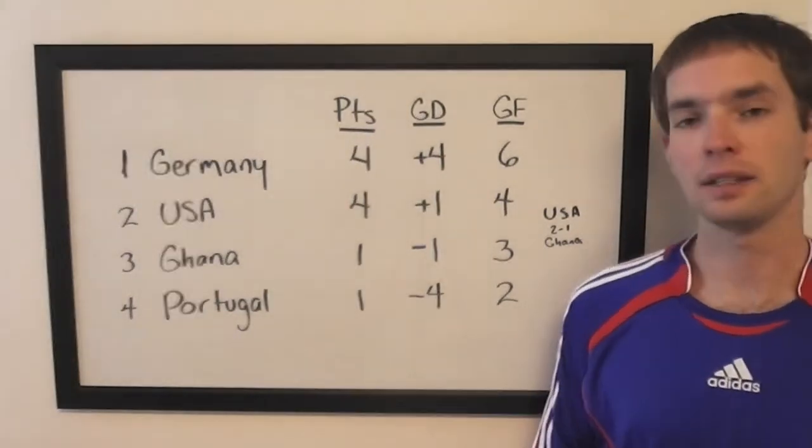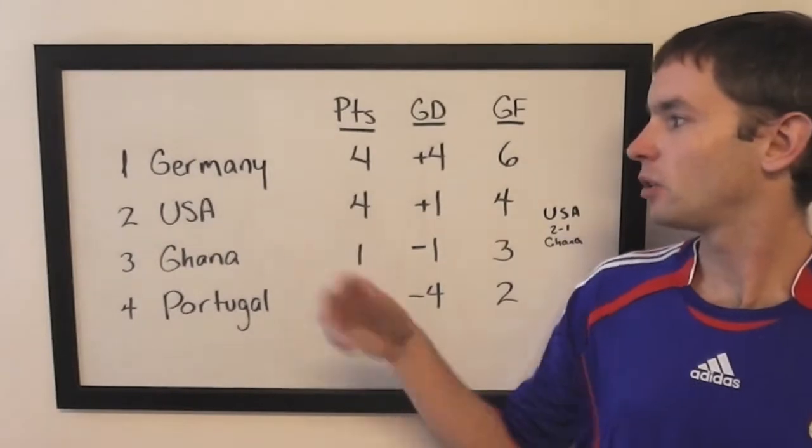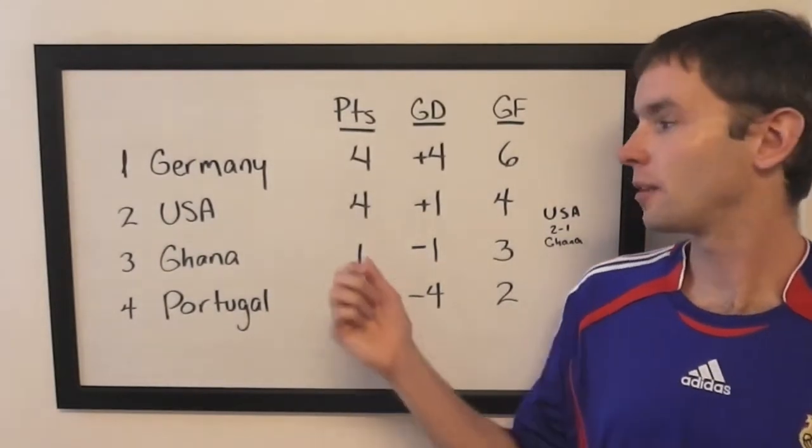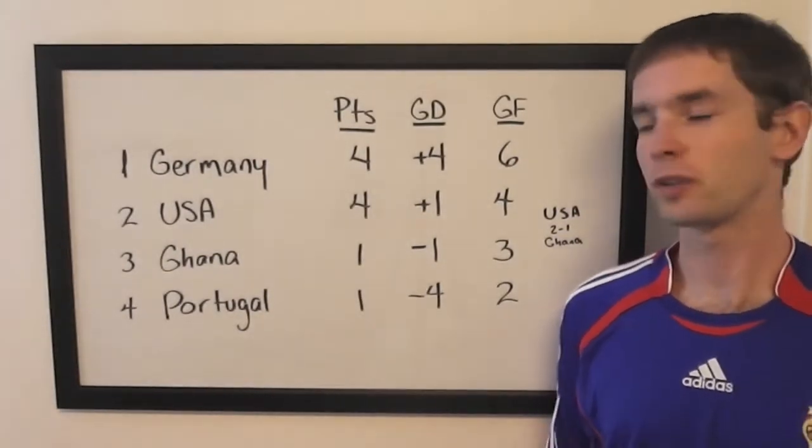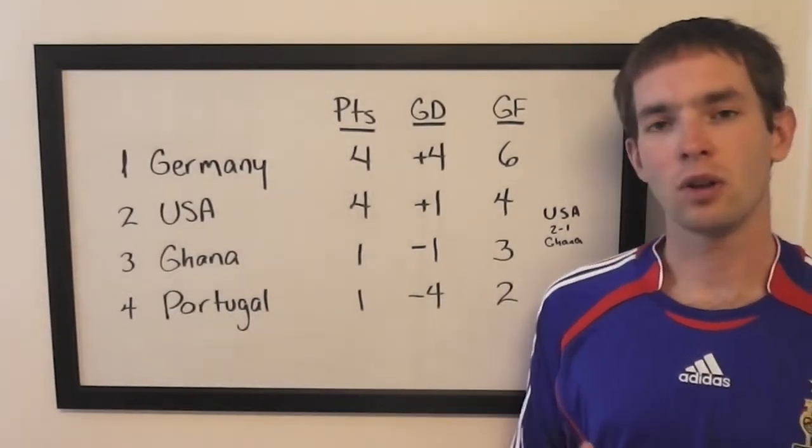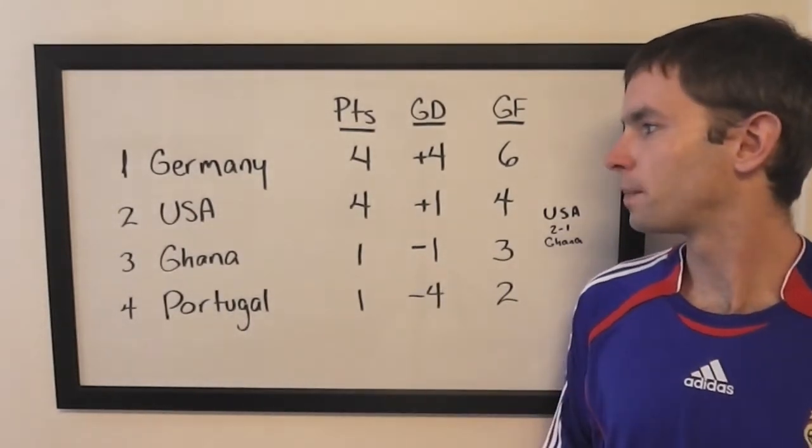I have next to me the standings with one game to play. Germany and US have both won one game and drawn one game. They have 4 points, 1 point for a draw and 3 points for a win. Ghana and Portugal have lost and drawn one game each. They each have 1 point.